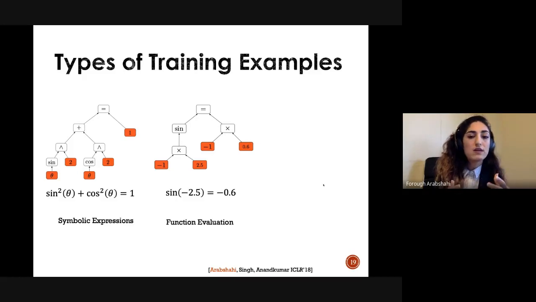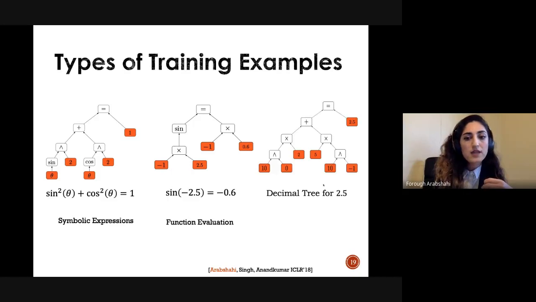We can have evaluations for addition, say 2 plus 2 equals 4, and so on. And the last one is representation of floating point numbers. We represent floating point numbers by their decimal expansion tree. For example, 2.5 is 2 times 10 to the power of 0 plus 5 times 10 to the power of negative 1. And the reason why we choose this representation is that all floating point numbers can be represented with integers 0 through 10. And if we only learn good representations for these 11 integers, we can generalize to unseen floating point numbers.